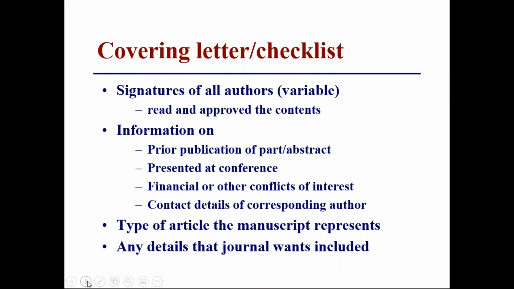All journals will want some contact details. Sometimes they'll want contact details of the corresponding author. Sometimes they'll want the contact details of the corresponding author and a guarantor. Sometimes they'll want corresponding contact details of everybody, at least the email IDs, even if they want the telephone numbers and the fax numbers. Most journals would have different kinds of articles that they would publish.